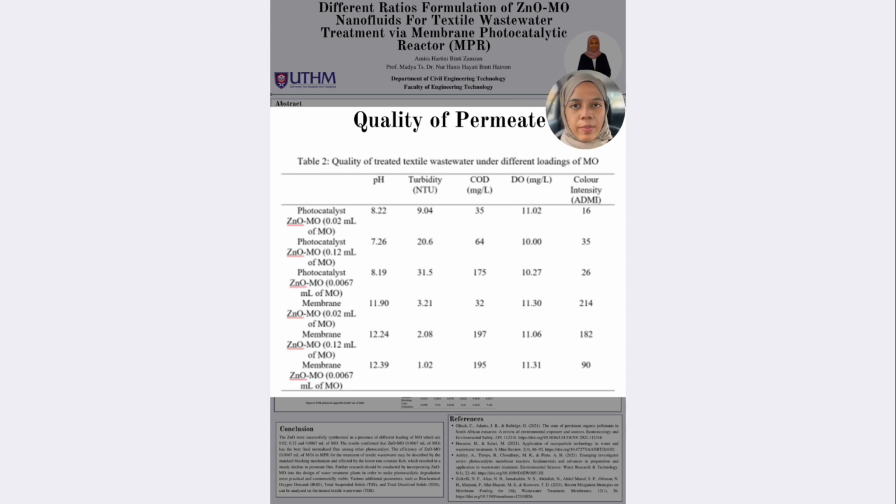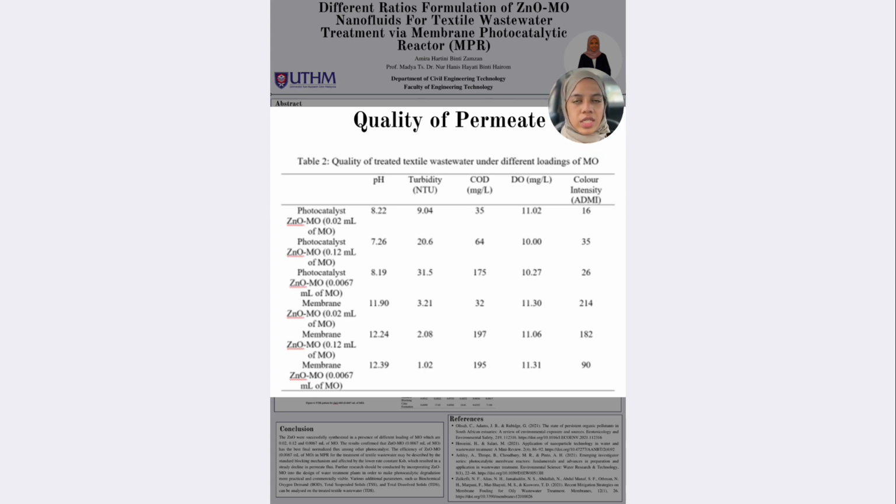For the analysis of chemical oxygen demand (COD), it is demonstrated that photocatalyst ZnO-MO with 0.02 ml of MO has the least amount of COD and is in class 2 of COD level based on the National Water Quality Standard, NWQS, which needs conventional treatment. Whereas ZnO-MO with 0.0067 ml of MO as photocatalyst has the second highest amount of COD. This may be attributed to the rise in organic content in the water.